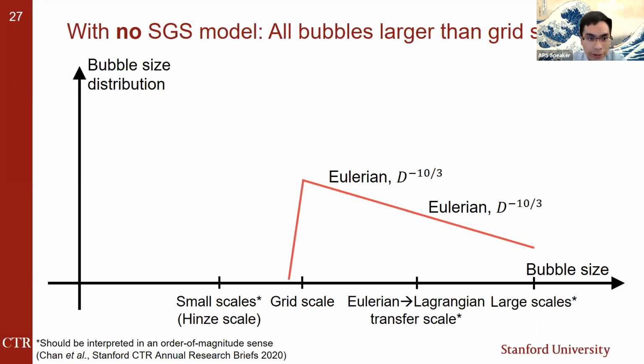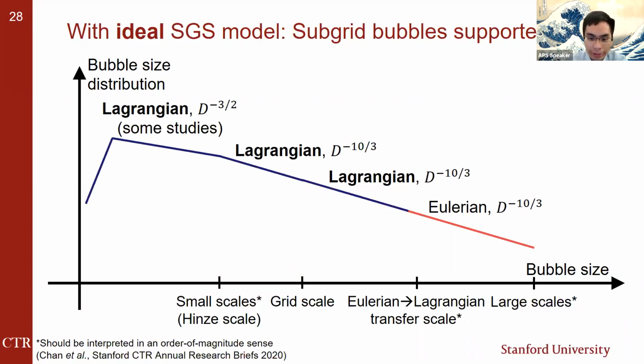Now let's look at what happens when we have an ideal subgrid scale model. Remember, the subgrid scale model has 2 steps: transfer from Eulerian bubbles to Lagrangian bubbles, and then the subsequent successive breakup of Lagrangian bubbles to smaller and smaller sizes all the way to the Hinze scale. So now you see that the bubbles between the grid scale and the transfer scale are now Lagrangian, because transfer occurs near the transfer scale. In addition, bubbles are also generated below the Hinze scale. So between the Hinze scale and the grid scale, we also expect a d to the negative 10 distribution.